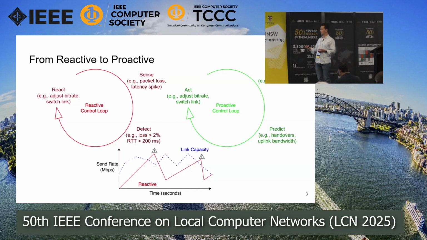And when we look at the bottom part, now maybe our proactive sending rate will look slightly different because we know that with the changes in the network, we can stay below the capacity, and then we can avoid this overuse of the capacity.